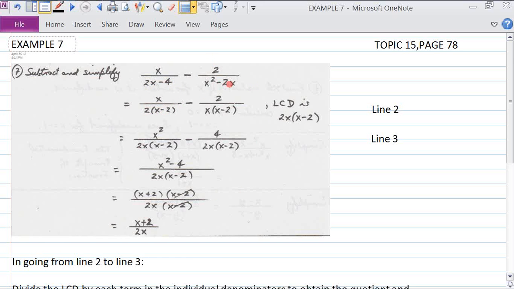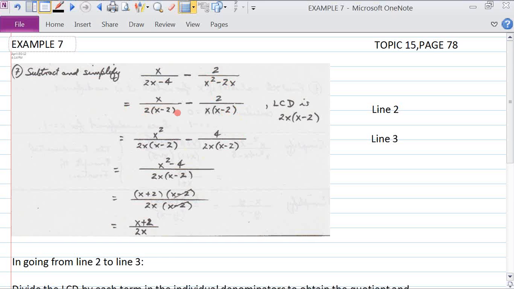On the denominator here, I can factor out the x term. So x is the lowest value here, of the lowest power. You've got an x squared here. You've got an x to the 1 here. So you can factor out x to the 1. X times x gives me x squared, and x times minus 2 gives me minus 2x.